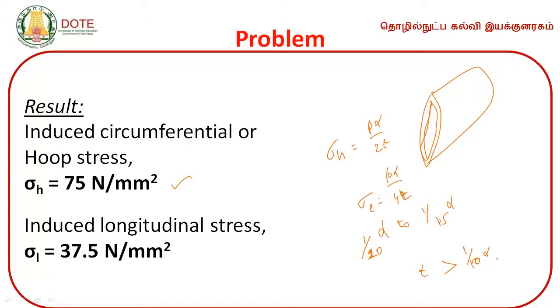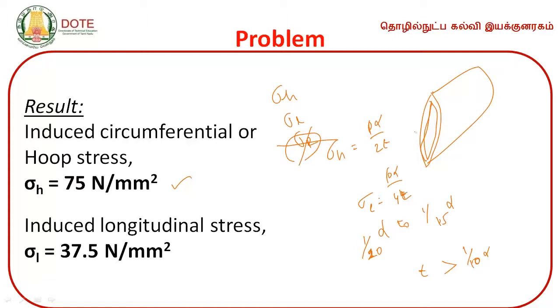Failure mainly happens because of three stresses: hoop stress, longitudinal stress and radial stress. Radial stress is very small since the thickness is very small, so we neglect radial stress. We are considering only the hoop stress and the longitudinal stress for determining the safety of the system or during the designing of the thin cylindrical shell.